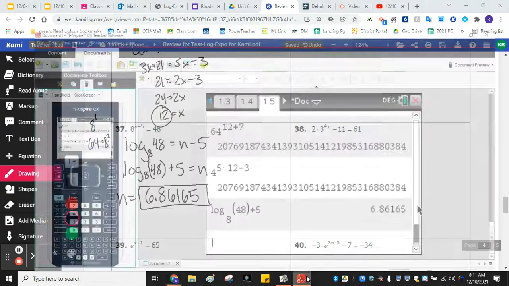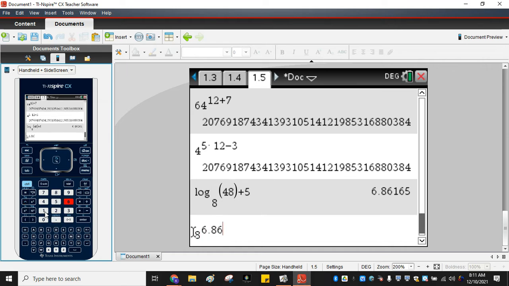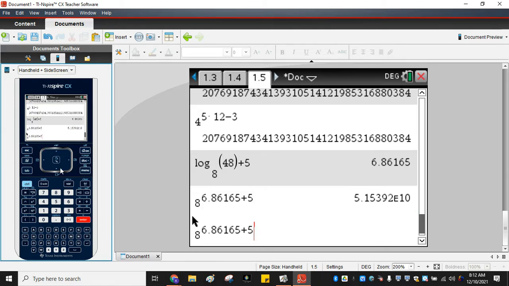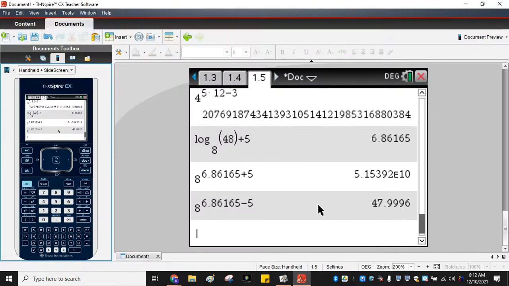Check your answer. Plug it in. 8 raised to the 6.86165 minus 5 is 47.9996, which rounds to 48. So 48. And that's why we're not rounding it. Because we did round it, but not drastically. That's the real answer if you were willing to write it all down.